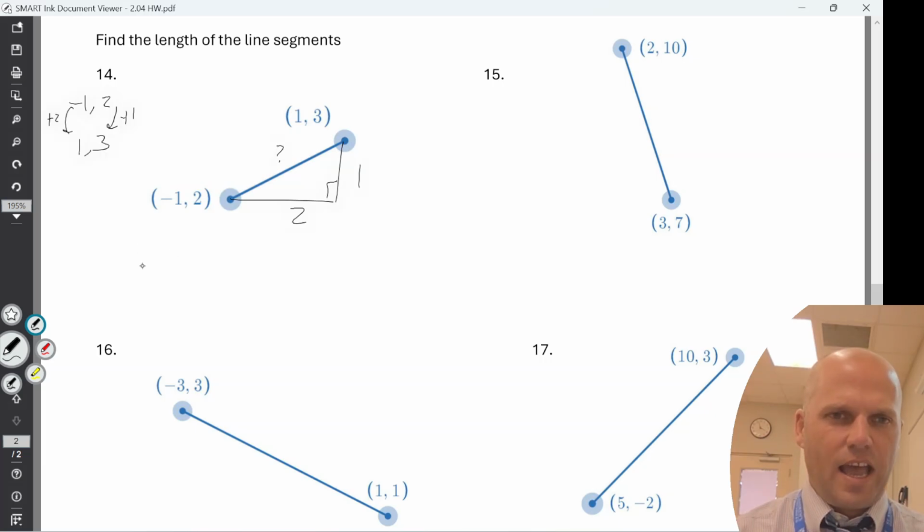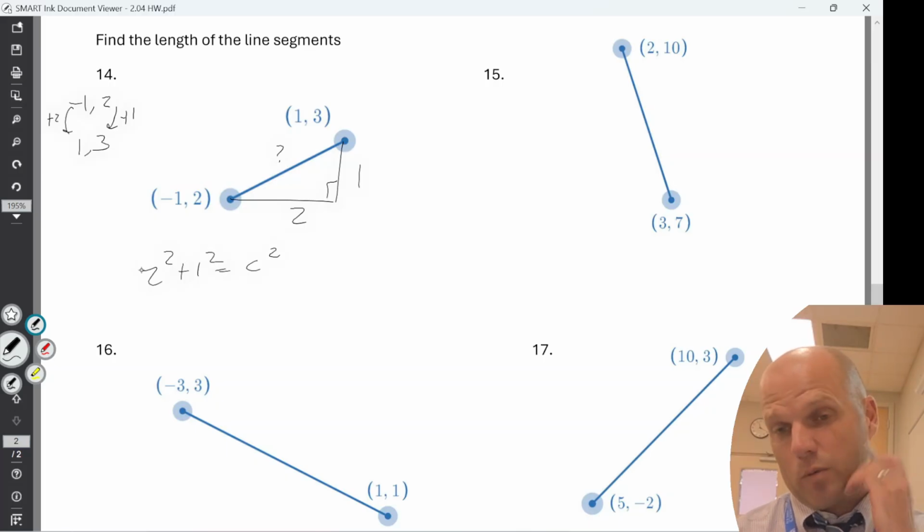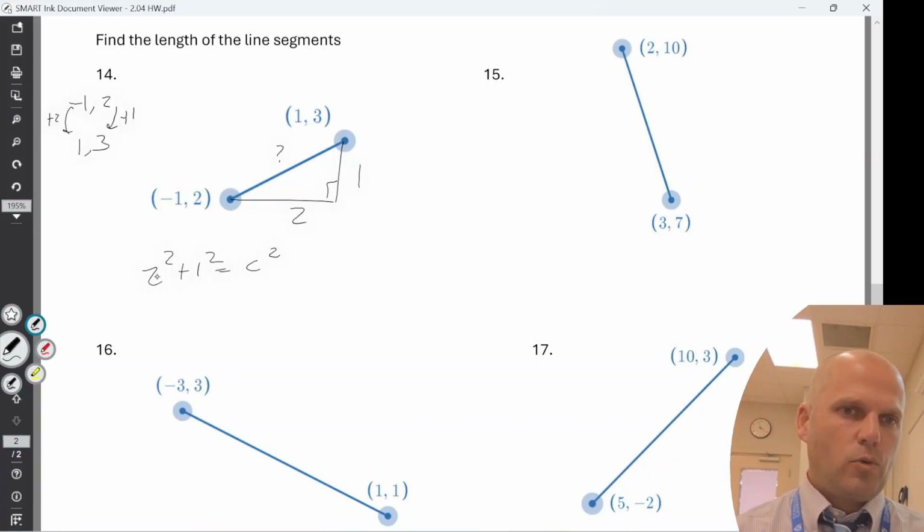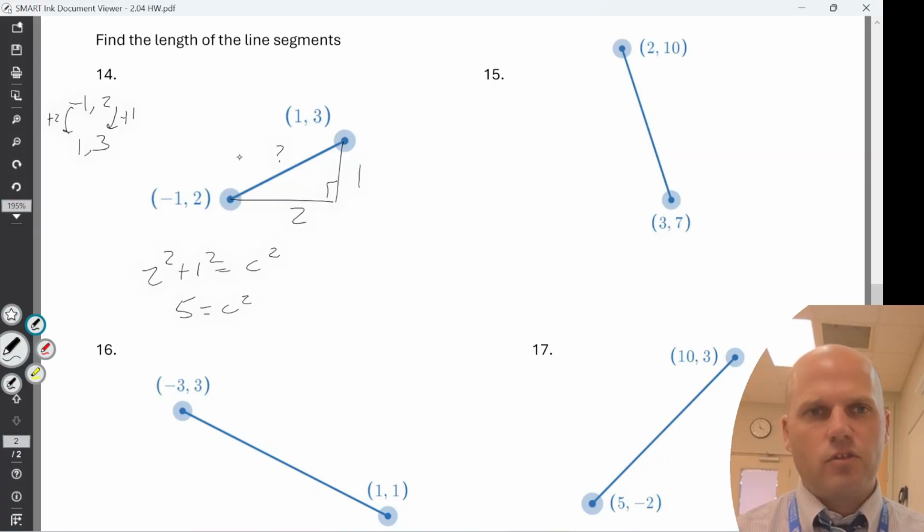How do we find this diagonal? A squared plus B squared equals C squared. So we have this 4 plus 1, which is 5. So C is root 5.